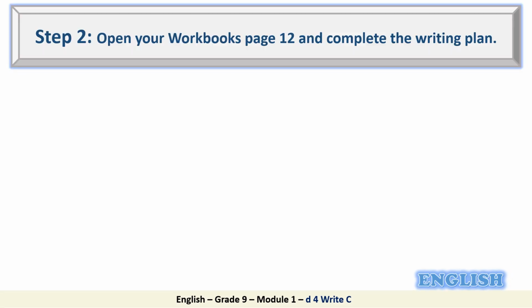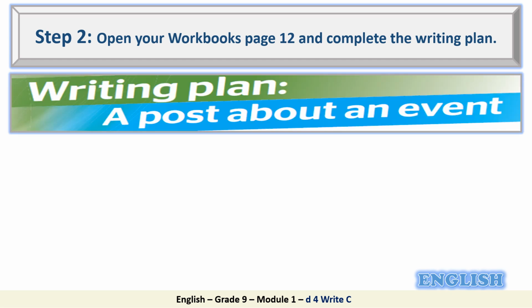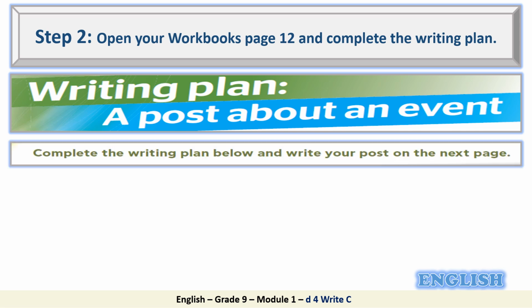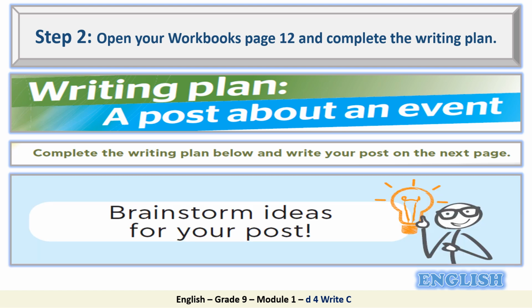Step 2. Open your workbooks page 12 and complete the writing plan. Writing plan. A post about an event. Complete the writing plan below and write your post on the next page. Brainstorm ideas for your post. But how? You should generate or gather a large number of ideas in a short period of time, and you can use a mind map to organize them. But why? In order not to forget anything about the event.